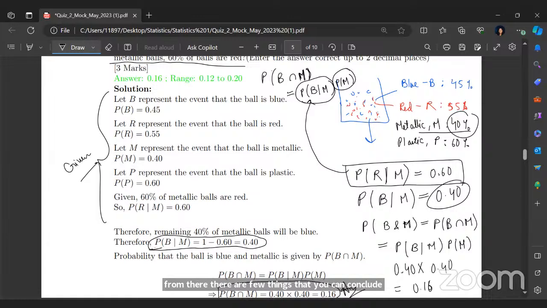From here, what was given to us is, out of all the metallic balls, the probability that it is a red ball is 0.60. So out of all the metallic balls, the probability that the ball is blue is just going to be 0.40, 1 minus 0.60, right? So this is what we had concluded. Not all the information will always be given explicitly in the question. There are a few things that you will have to derive from the information that is provided. Yes, ma'am.